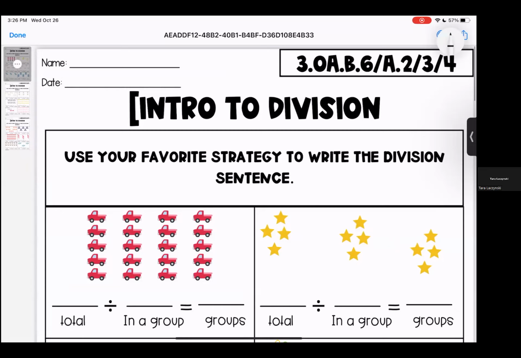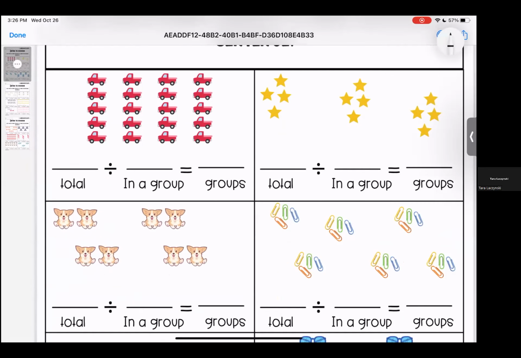So, what I want you to do is take a look at your pictures and ask yourself how many are in the group, how many are there total, and how many groups do we have? So, if we're looking at our trucks, we have 1, 2, 3, 4, 5. There's 5 in a group. And if I count by fives, I have 5, 10, 15, 20 all together.